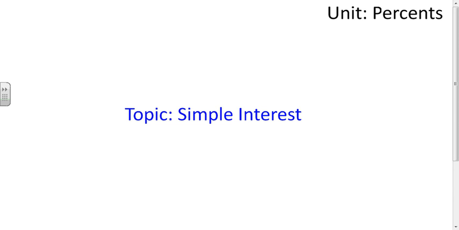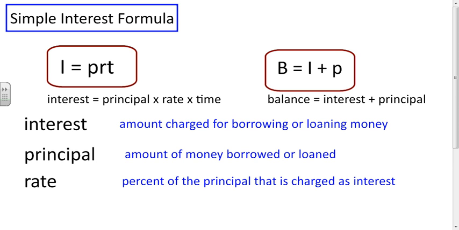In this video, we'll learn about simple interest. For simple interest, I have a couple formulas I like to use. First is I equals PRT. I stands for interest, and interest is the amount charged for borrowing or loaning money. P stands for principal. Principal is the amount of money borrowed or loaned, and R stands for rate. That's the percent of the principal that is charged as interest.